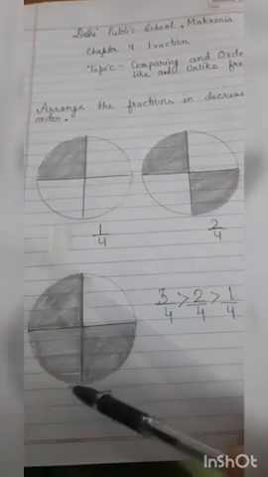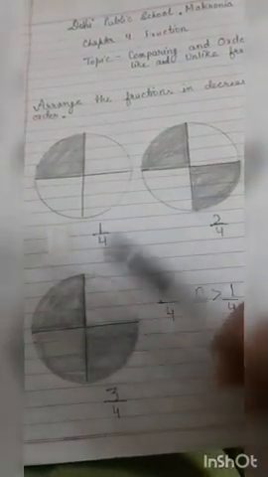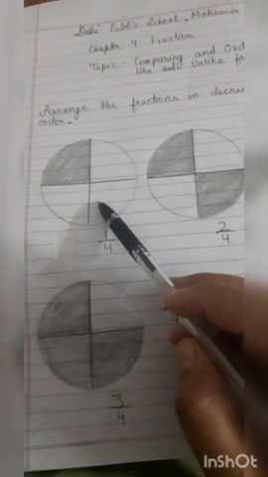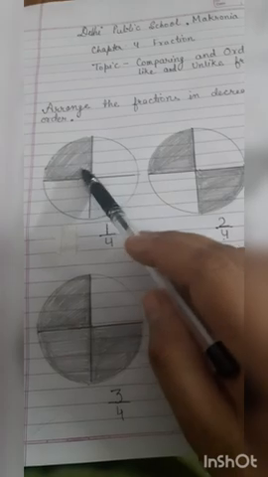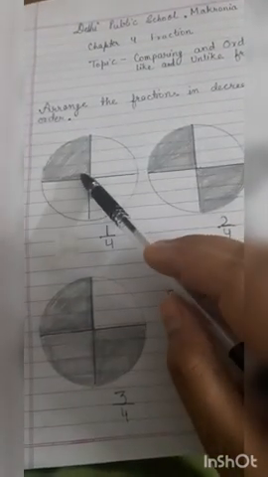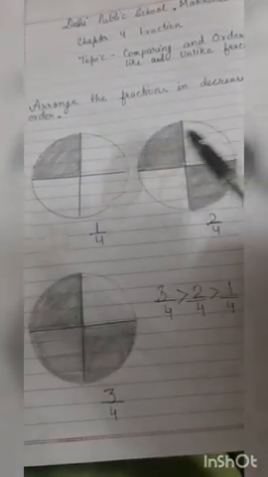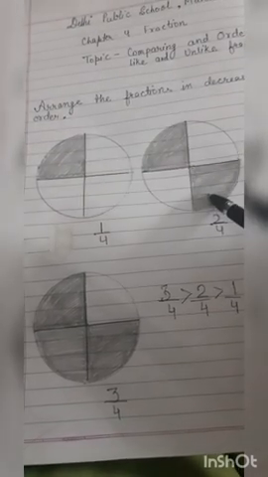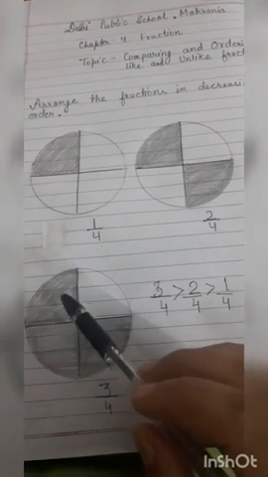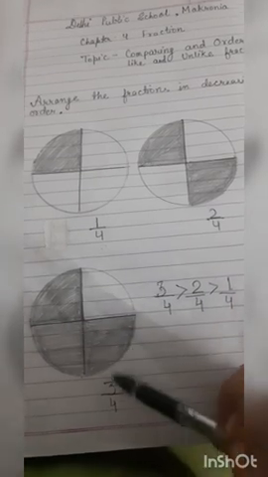So these are three circles. These three circles are divided into four equal parts, and in the first circle, as we can see, only one part is shaded, so we can write it as out of four equal parts, one equal part is shaded, so we can write it as 1 upon 4. Here out of four equal parts, two parts are shaded, so we can write it as 2 upon 4. And here out of four equal parts, three parts are shaded, so we can write it as 3 upon 4.